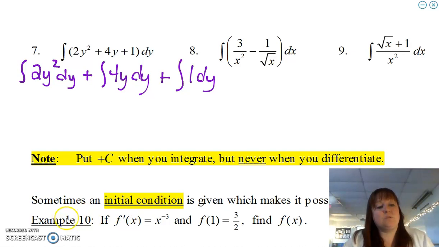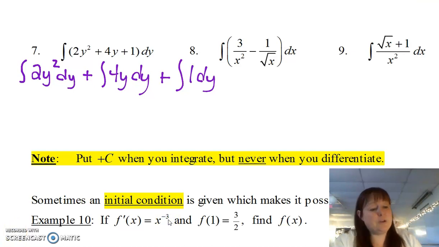It could be 1x, 1w, 1t. It could be any variable, right? So I have to have that dy. So what's the actual integral of this?